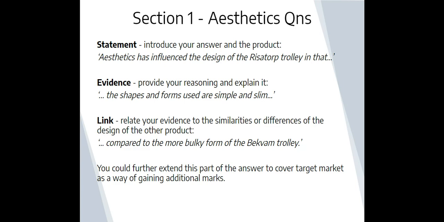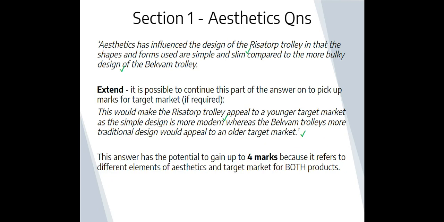So you are referring to both products and 2 different aesthetic qualities for those products, so that would gain 2 marks. You could then further extend this part of your answer to cover target market as a way of gaining additional marks just for this one part. So to extend that answer, this would make the Risatorp trolley appeal to a younger target market as the simple design is more modern, whereas the Beckfilm trolley has a more traditional design which would appeal to an older target market. So that answer has gained up to 4 marks because it's referring to different elements of aesthetics and target market for both products.